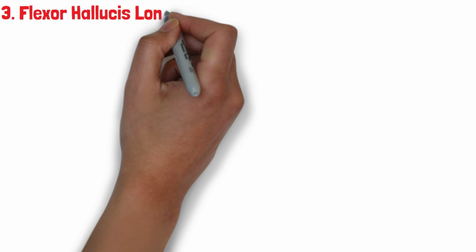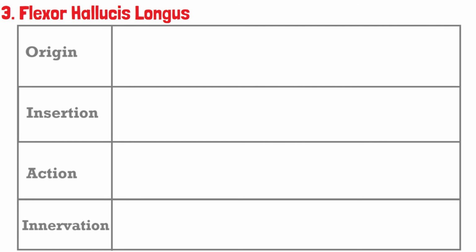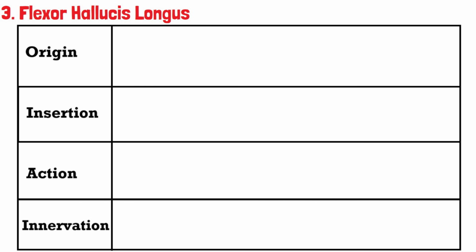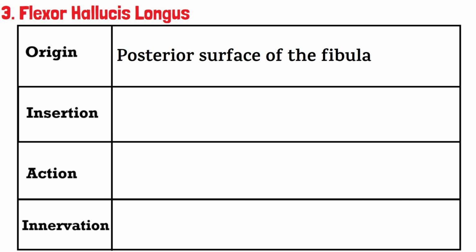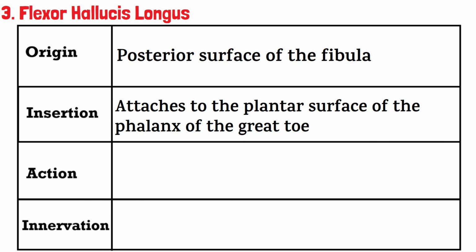Next muscle is the flexor hallucis longus. The muscle originates from the posterior surface of the fibula and attaches to the plantar surface of the phalanx of the great toe. As the name suggests, it helps in flexion of the great toe. It is also supplied by the tibial nerve.